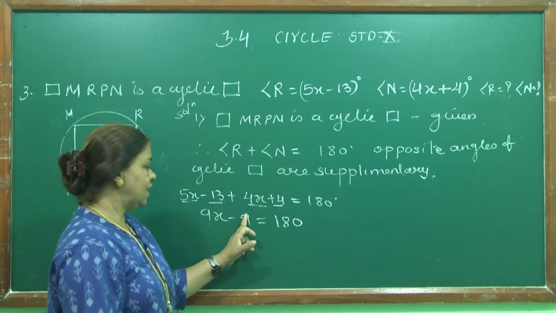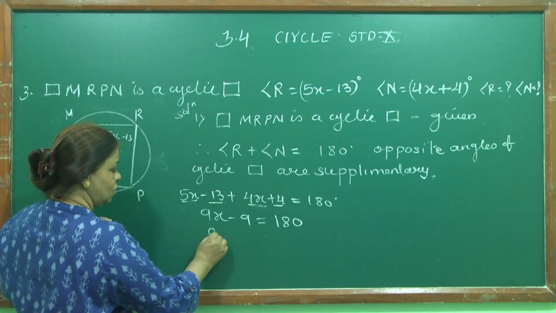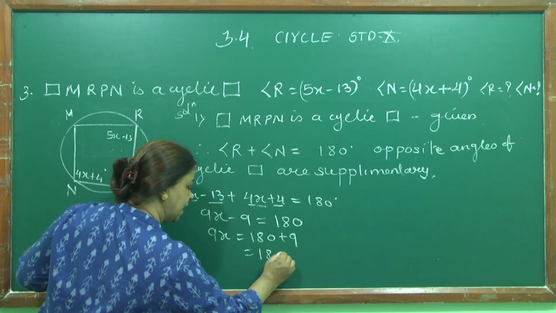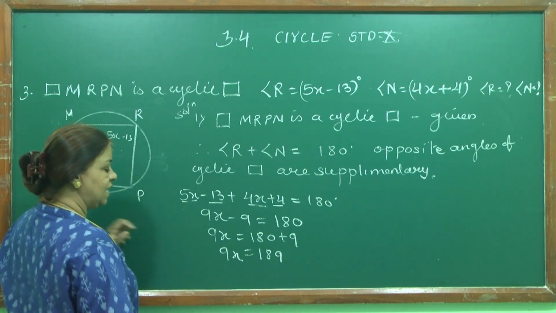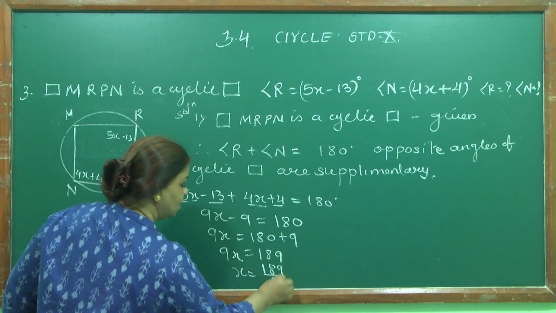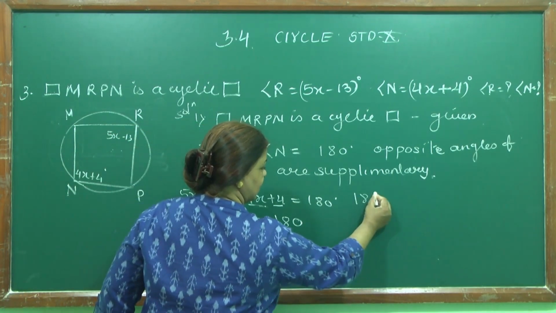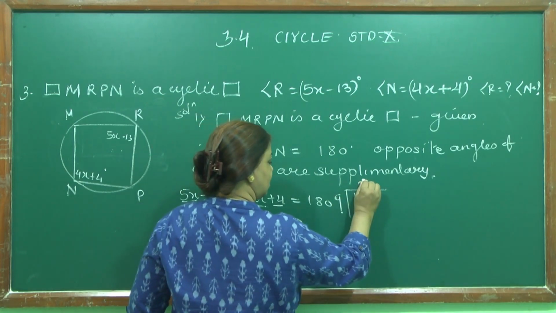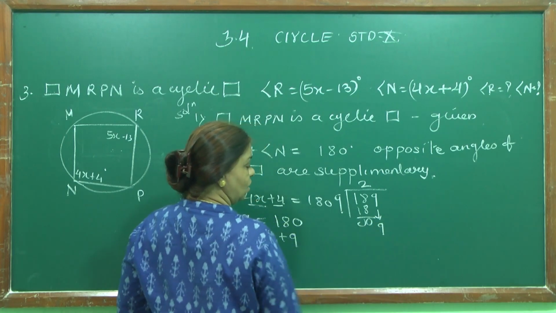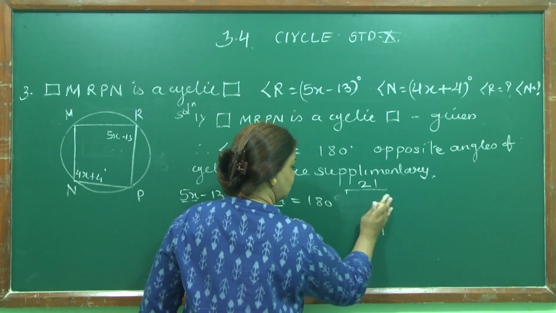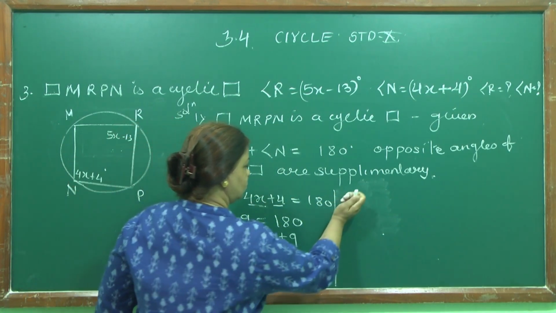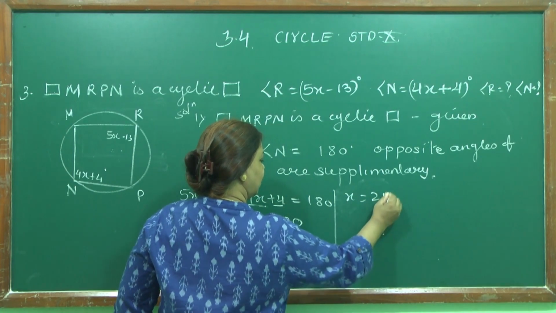Now I will be taking this side because it is minus. So 9x is equal to 180 plus 9, which is equal to 189. 9x is equal to 189. We can get the value of x here. X is equal to 189 upon 9. So we can divide it. See, 189 divided by 9. 9 twos are 18, 0. 9 bring down. 9 ones are 9. So 21. So we are getting 21. X value.